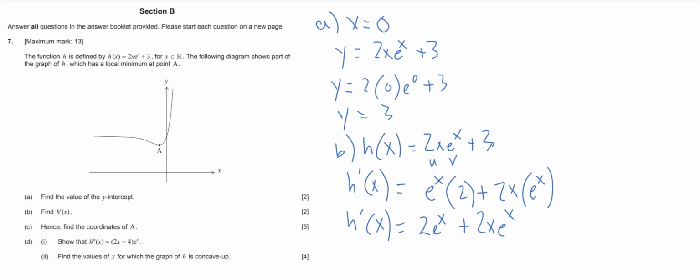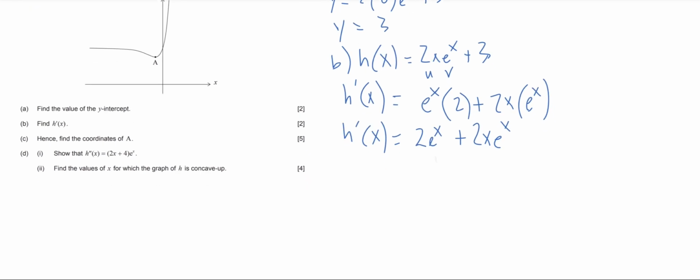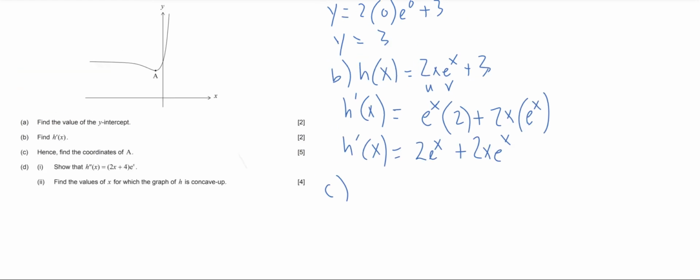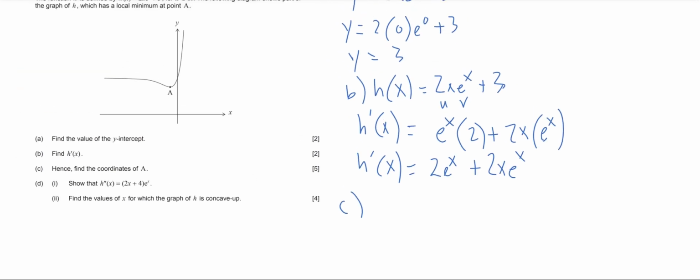Part C, hence find the coordinates of A. So with C, if you look at the graph, at point A, it's a turning point. And at a turning point, the first derivative equals 0. So in this case, this means at A, h'(x) equals 0.